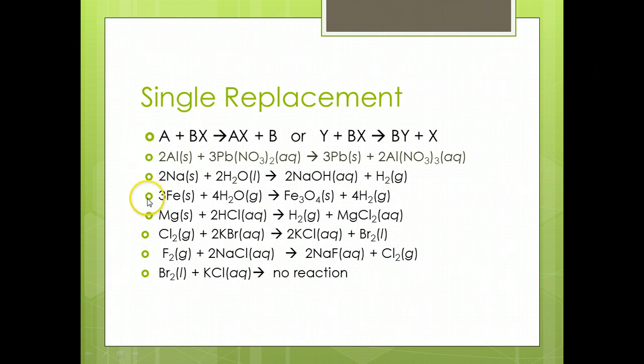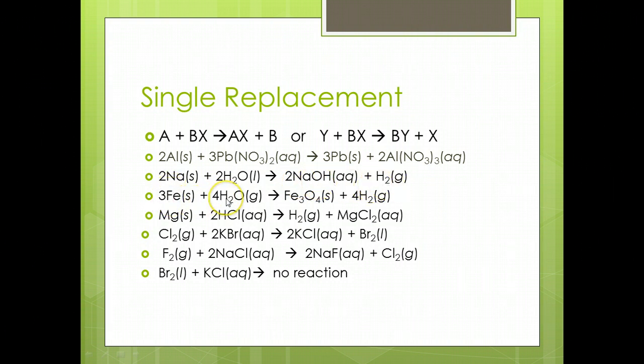The first 3 here, aluminum, sodium, and iron, are all cations, and they will replace the cation in our substance over here. So we get lead by itself, it's kicked out the lead, and then aluminum is now with nitrate. So we get aluminum plus lead 2 nitrate, yields lead plus aluminum nitrate. In the next example, I replace one of my hydrogens in water with a sodium, so sodium plus water gives me sodium hydroxide plus hydrogen gas.